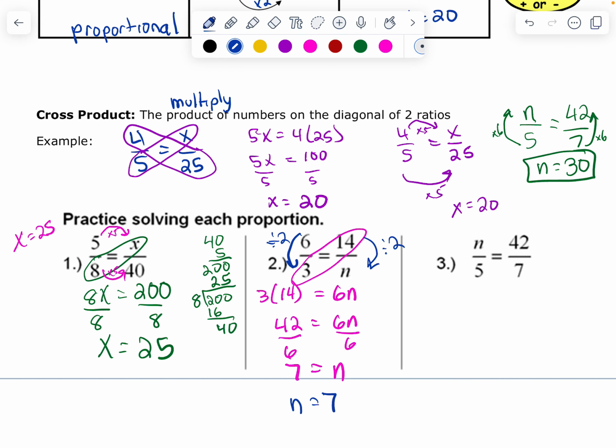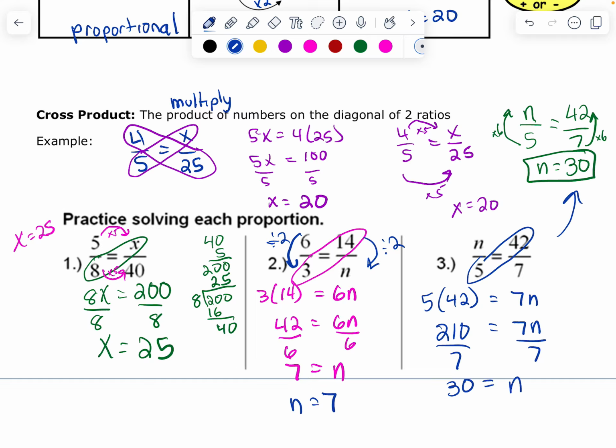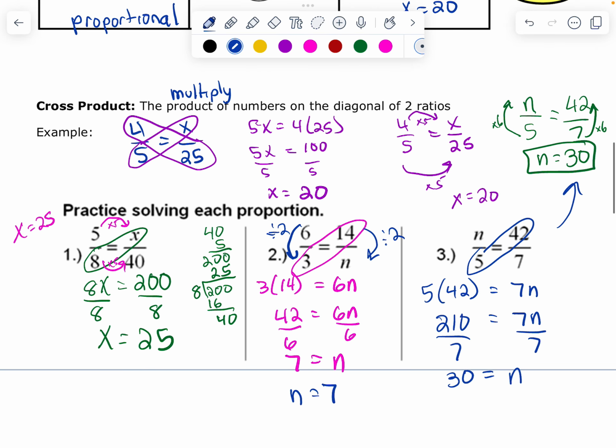If I do cross products, and you've seen this one right here, but I'm going to do cross products, and I'm going to do 5 times 42 equals 7n. 210, that's what 5 times 42 is, 7n. Divide by 7, divide by 7, n equals 30. Whichever method you are good at, you can do.